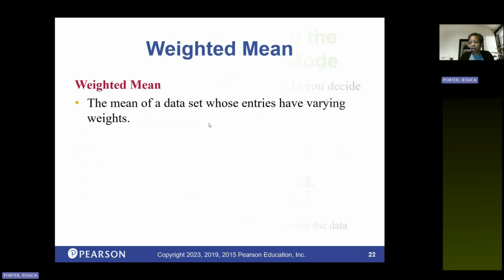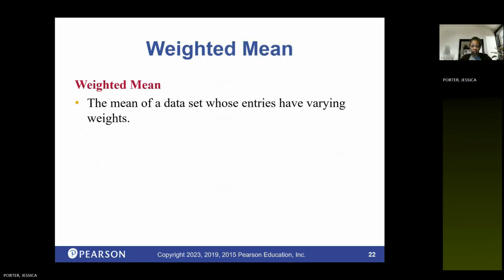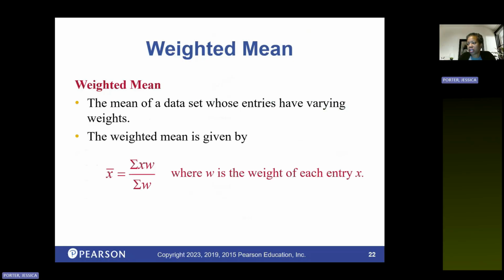Okay. So that's mean, median, and mode flat out. We also have something called the weighted mean. And you probably experienced this with your grade point average, which is a weighted mean. So how do we calculate it? We take the summation of X times W, where W is the weight of each entry X, and divide it by the summation of the weights.